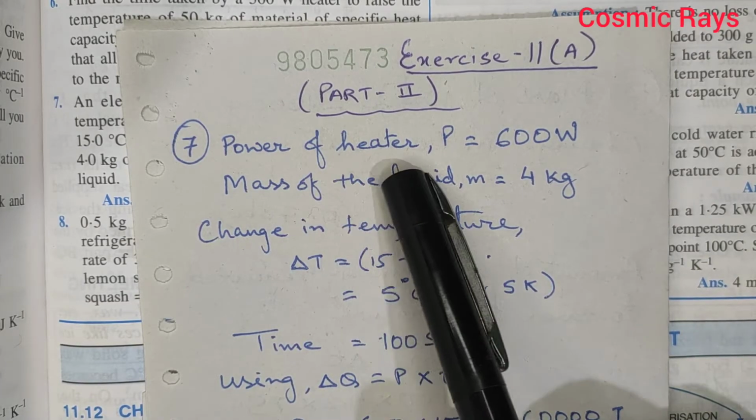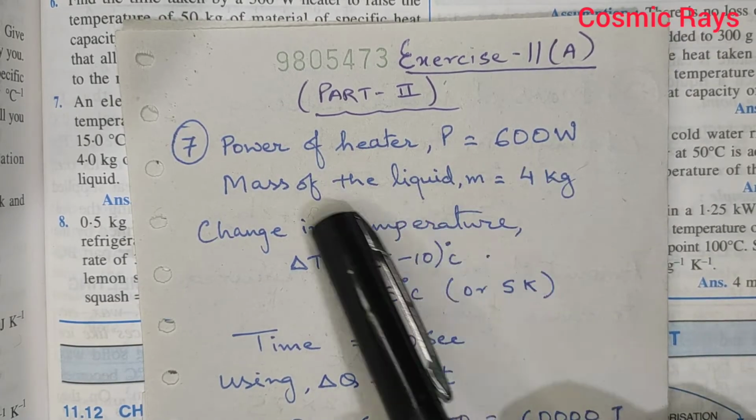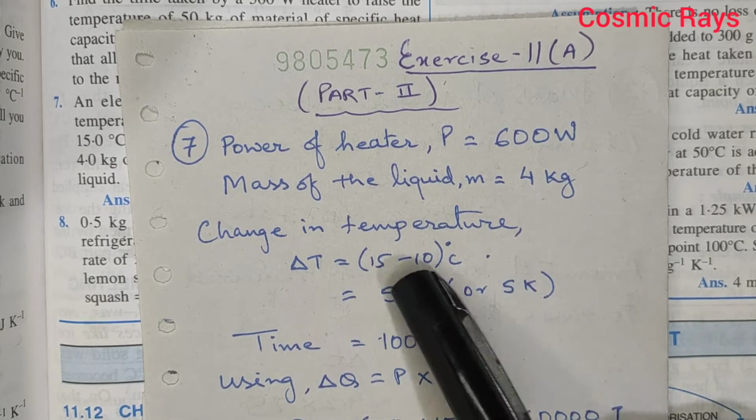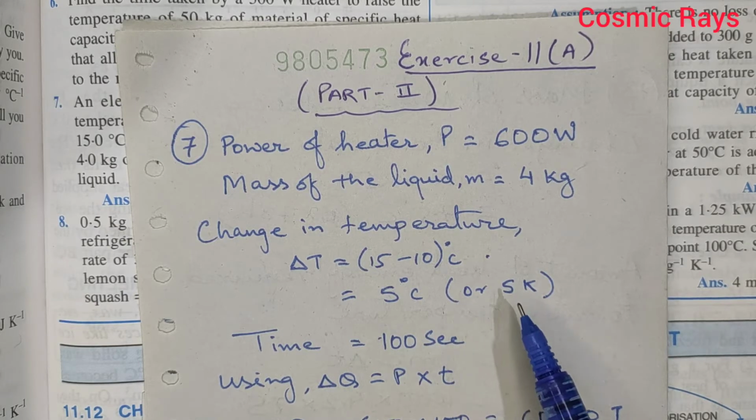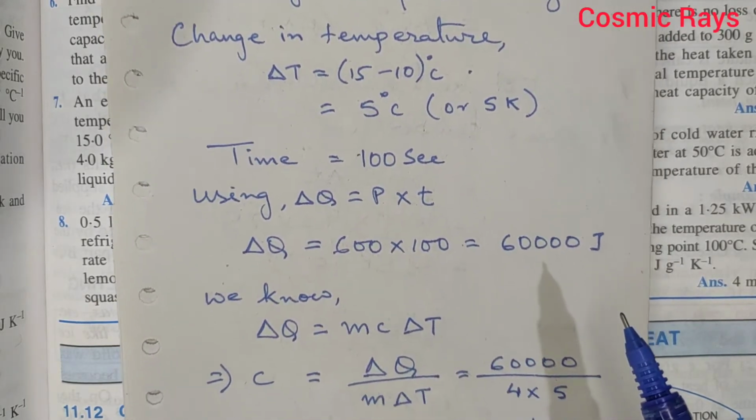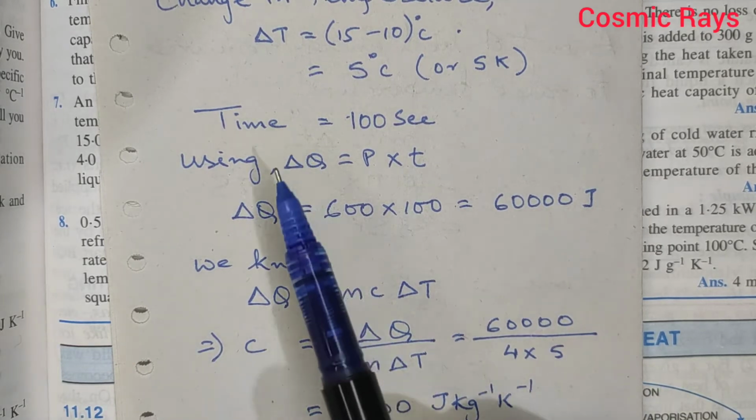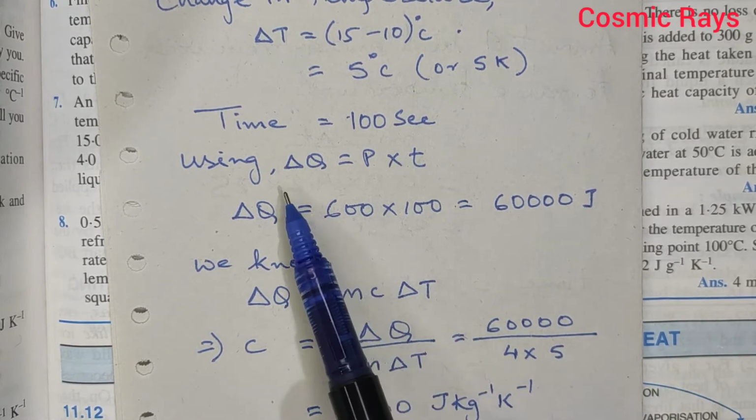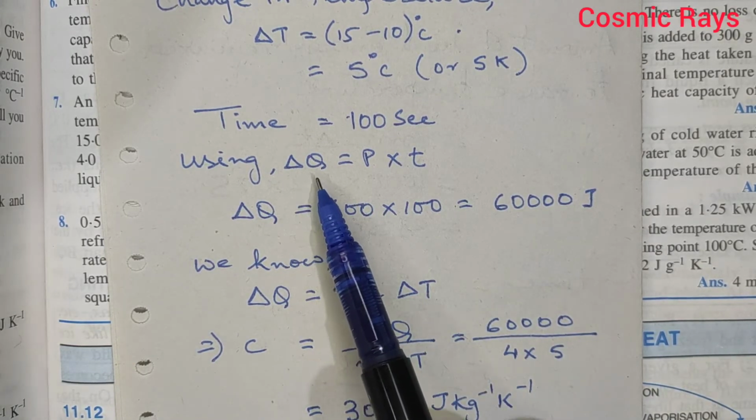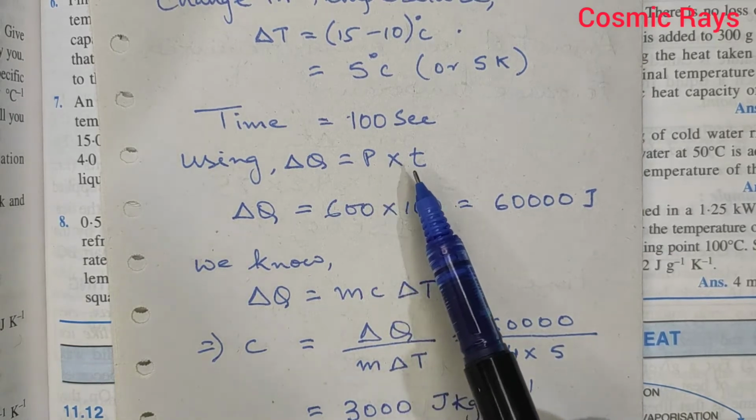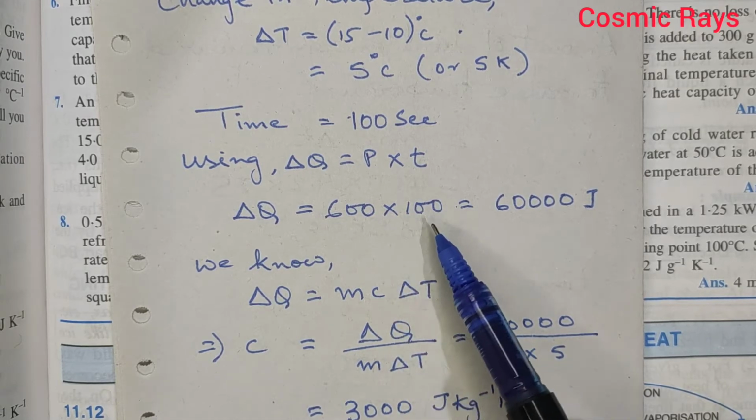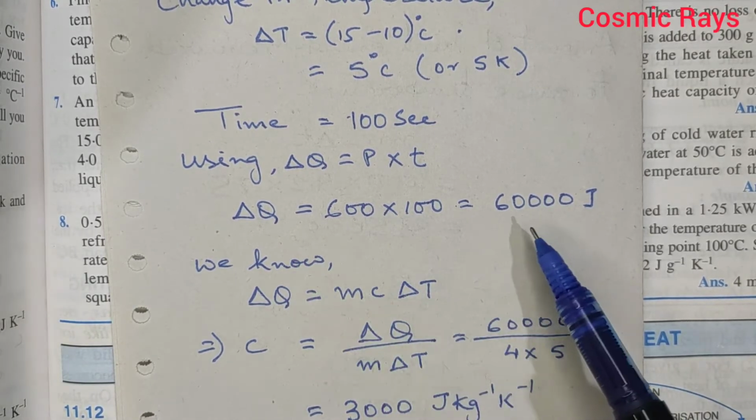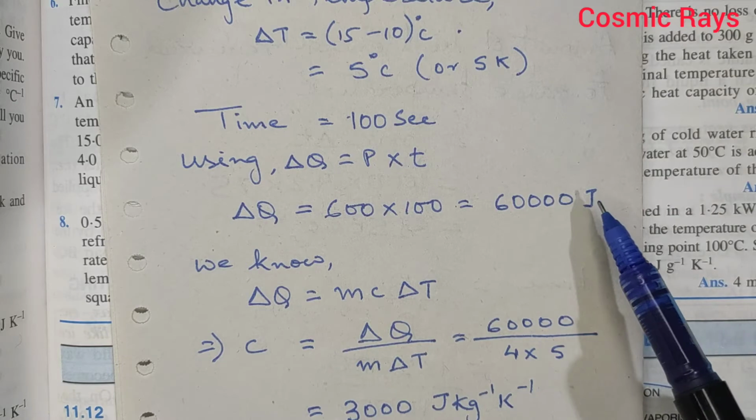The power of the heater is 600 watt. Mass of the liquid is 4 kg. Change in temperature is 15 minus 10, that is 5 degrees Celsius or 5 Kelvin. The time is 100 seconds given in the question, and the heat capacity is power multiplied by time. We have the value of power as 600 and time is 100 seconds. So this delta Q comes out to be 60,000 joules.